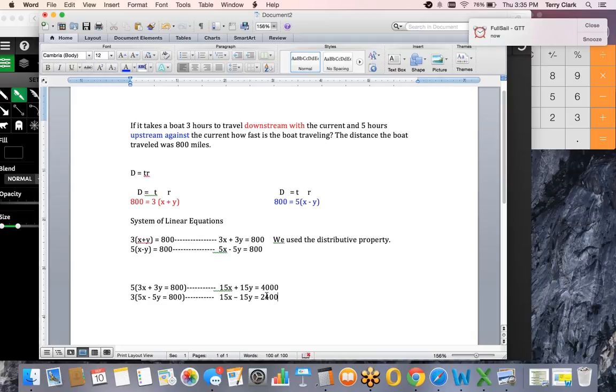Okay, so this is our problem. Now we're going to use a method called the elimination method. Elimination means that we simply add these two things together. So I'm going to put a line underneath all this because it's all going to get added together. So 15x plus 15x, it's going to give me 30x.